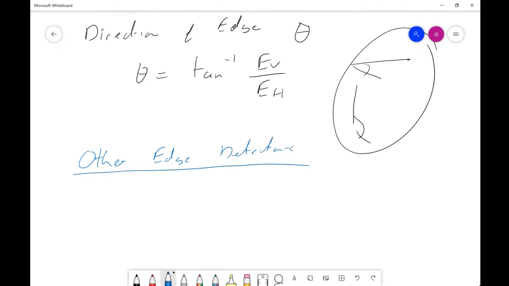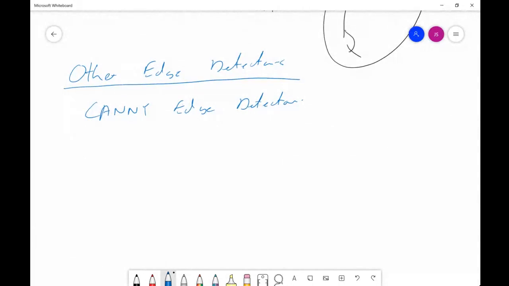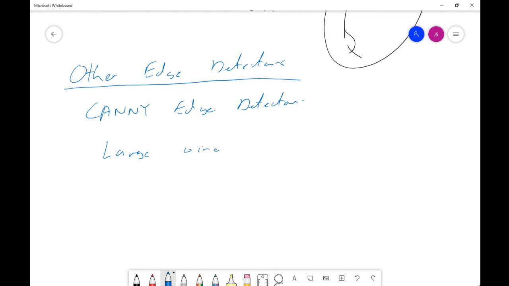I just want to mention the Canny. It's a better edge detector, but it is considerably more complicated, and I won't be asking questions on the Canny in the exam. But basically, the Canny is a much larger window. Perhaps 16 by 16 pixels in the window.